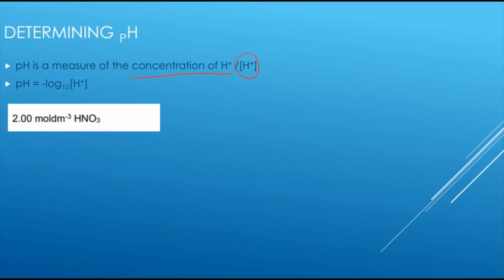So if we were given 2 moles per decimeter cubed of HNO3 and asked to work out the pH of this, what we simply do is minus log, remember the minus, base 10, and then we just write 2 in there, and that gives us a pH of minus 0.30. And always remember that whenever you're asked for a pH, you give it to 2 decimal places. You'll be penalized if it's not 2 decimal places.